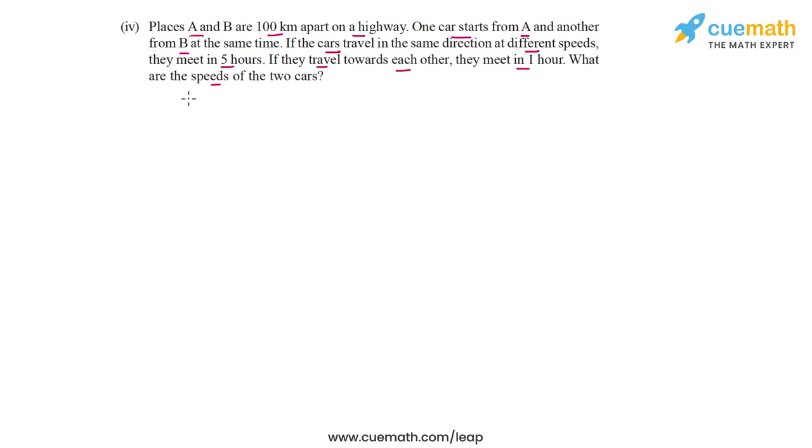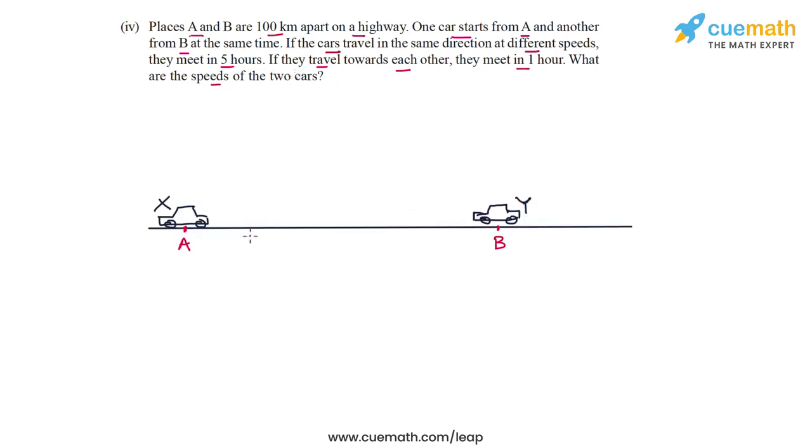So in situations like this, it is always very helpful to draw figures that represent the situation. So for example, here I have drawn this figure for you, where you see these two places A and B that are 100 kilometers apart, and X and Y are the two cars that are at places A and B respectively.